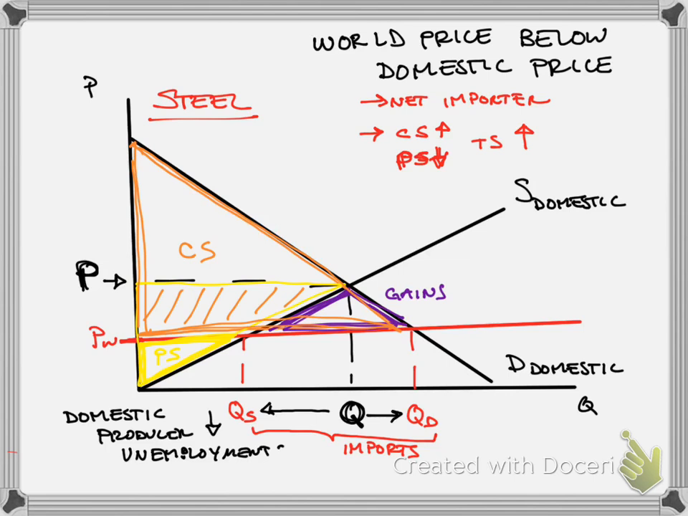And so as politicians argue that trade is bad for the U.S., these trade deals, they're arguing for examples when the world price is below the domestic price. And while it might be bad for producers, it is very good for consumers.